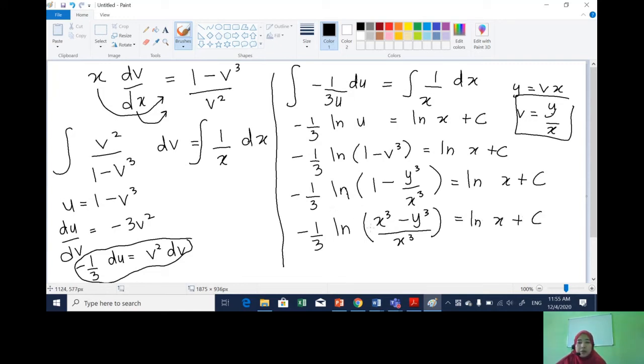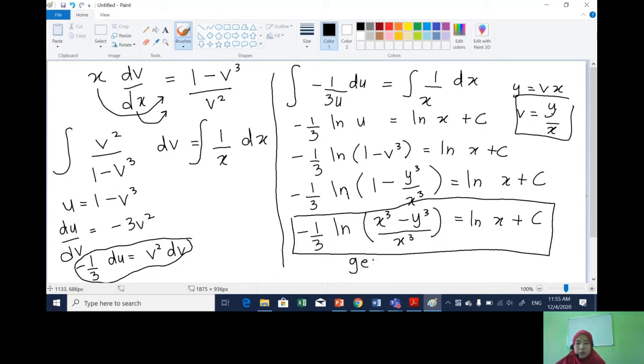Okay, so in the first question, there are no initial values given. So this is the answer for the general solution. Okay, so this is our general solution. This answer is also accepted. You can express it separated, or you can combine it like this one. There's no problem, both answers are accepted.